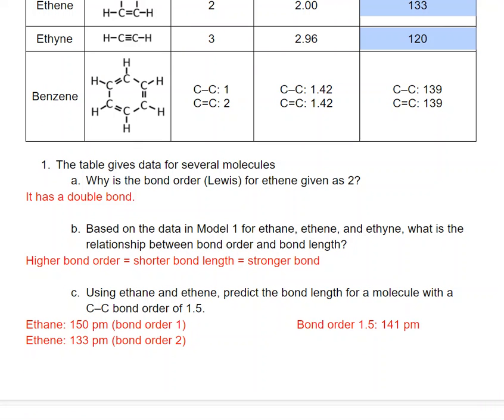So C is asking us to predict what the bond length would be for a molecule if it had a bond order of 1.5, a carbon-to-carbon bond with an order of 1.5. So ethane is bond order 1 and ethene is bond order 2. So bond order 1.5 is going to be somewhere in the middle of those two bond lengths. So I guessed around 141.